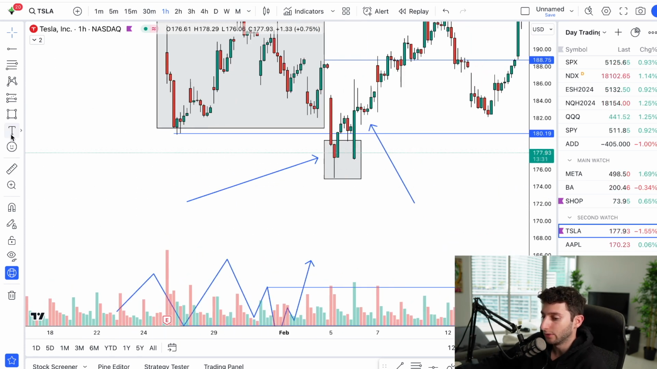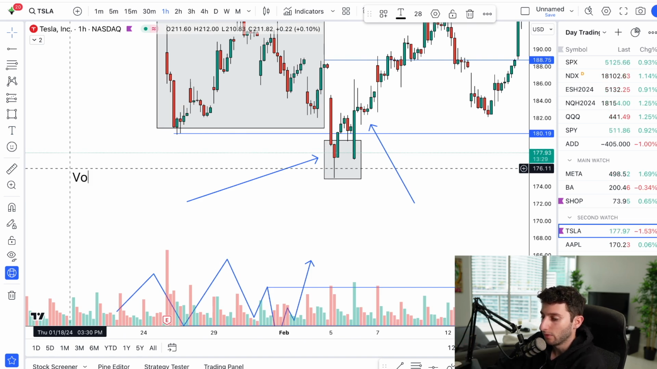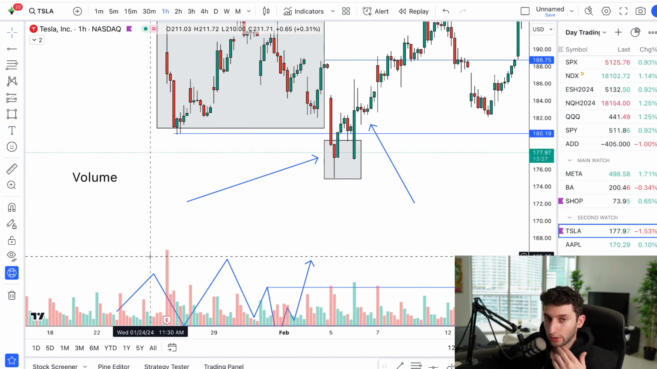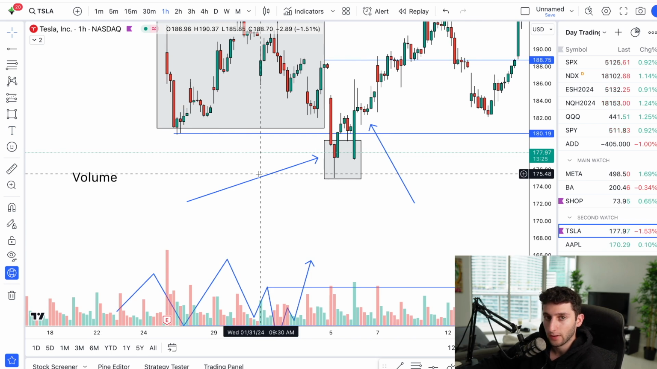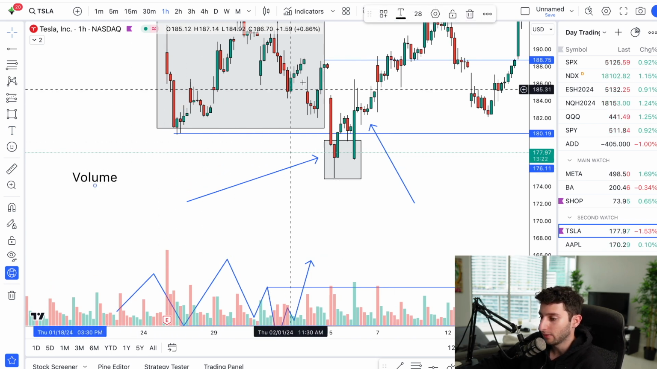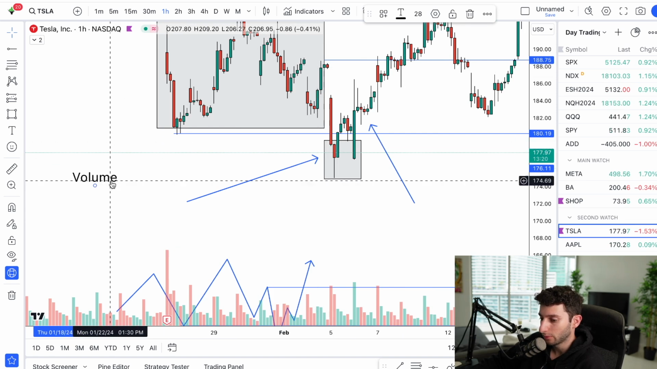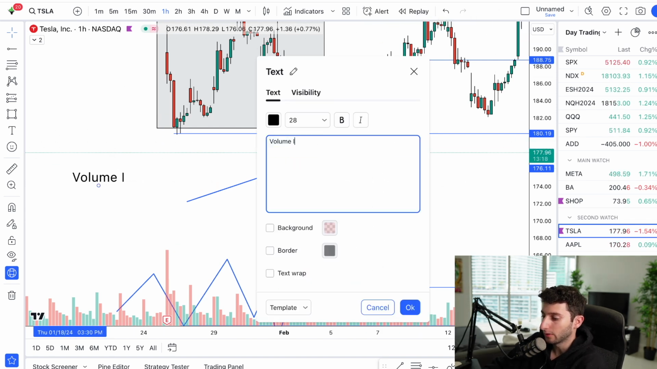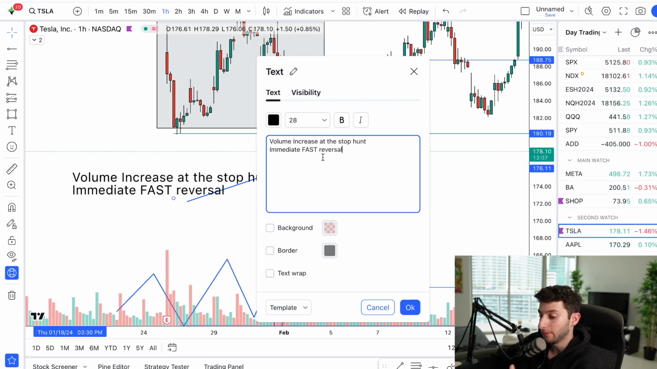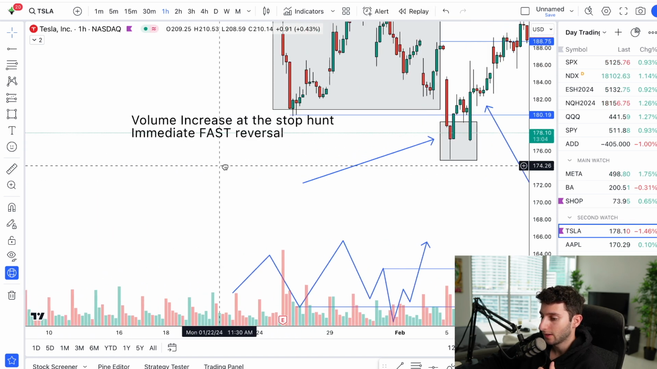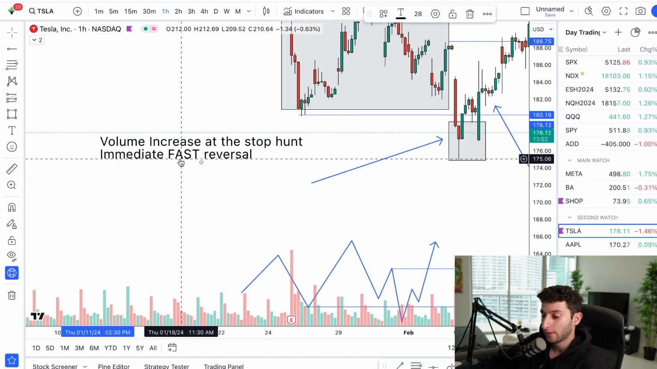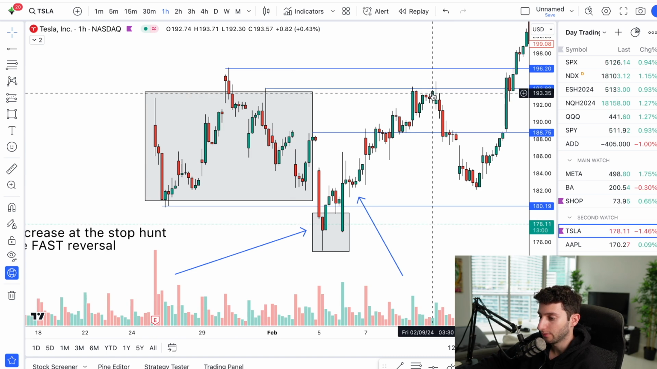The first one that I like to use as a confluence is what I call volume. Okay, so when we see increased volume at that stop hunt, that is a good sign. So we want to see volume increase. Let me go ahead and draw this out. We want to see volume increase at the stop hunt, right? And then the other thing we want to see is immediate fast reversal. If we see these two things, that is a key indicator that price is going to end up reversing, right?